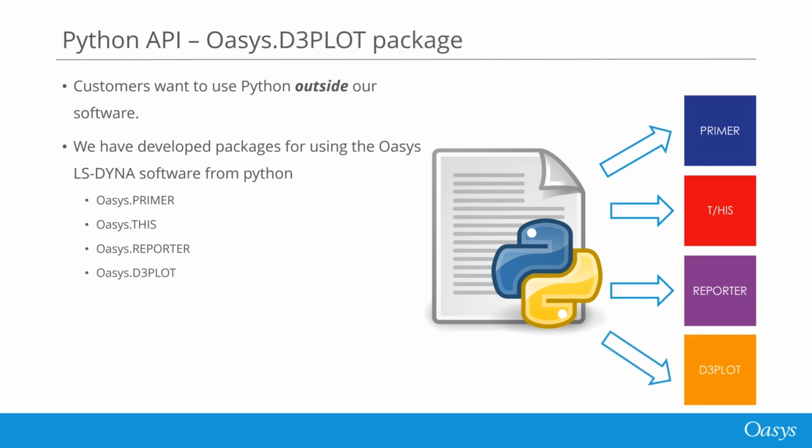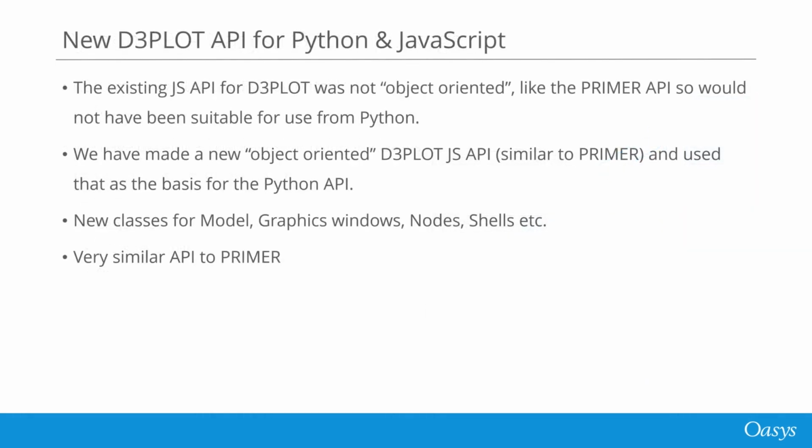We also have a new d3plot API for Python and JavaScript. The existing JavaScript API for d3plot was not object-oriented like the Primer API, making it unsuitable for use from Python. To address this, we have developed a new object-oriented d3plot JavaScript API similar to Primer and used it as the foundation for the Python API. This includes new classes for model, graphics windows, nodes, shells, etc., resulting in an API very similar to Primer.